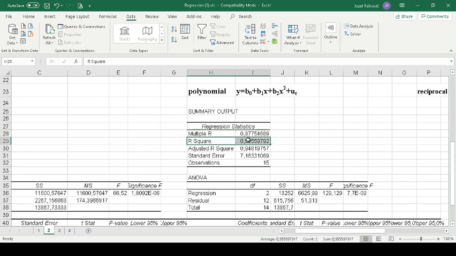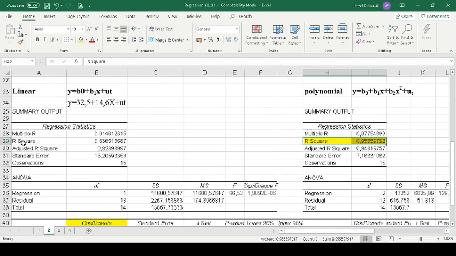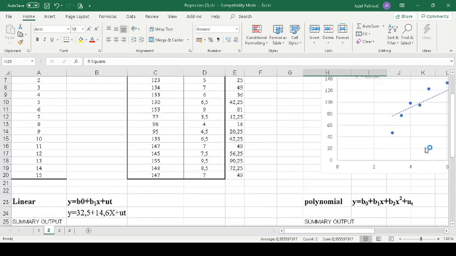R square shows that this functional form explains 95% of variability of revenues. So R square measures goodness of fit, which means compared to the linear function, this function fits the real values better. This one explains 95%, while the linear function explained only 84%.